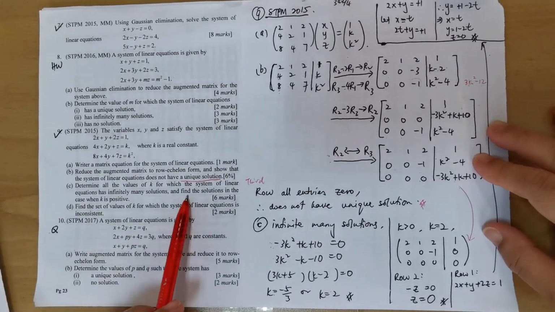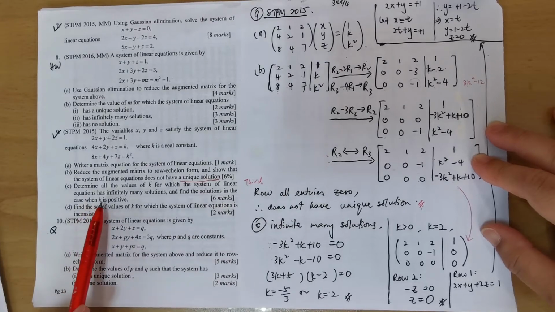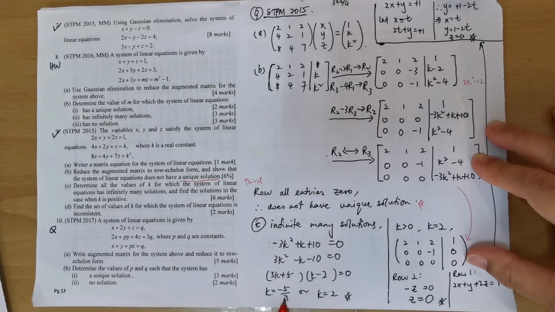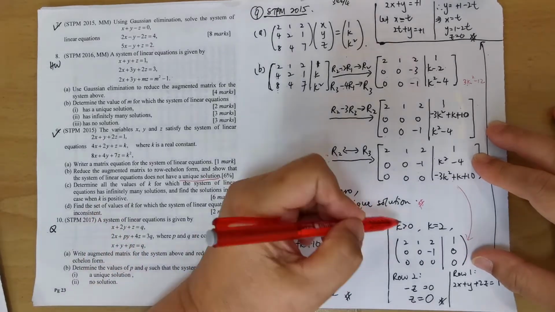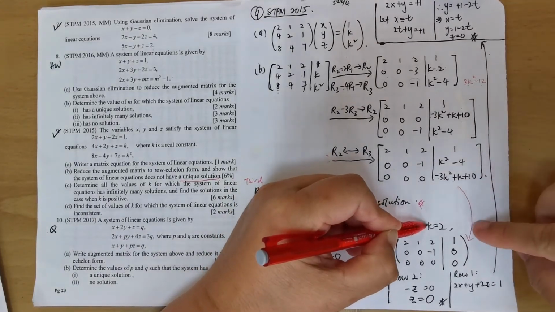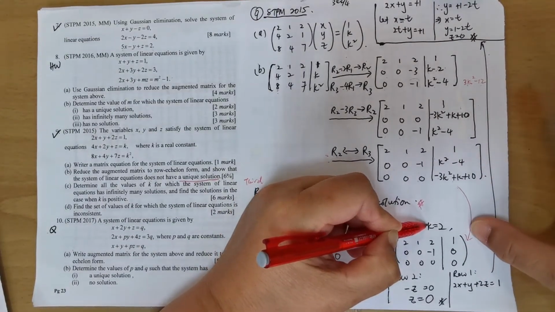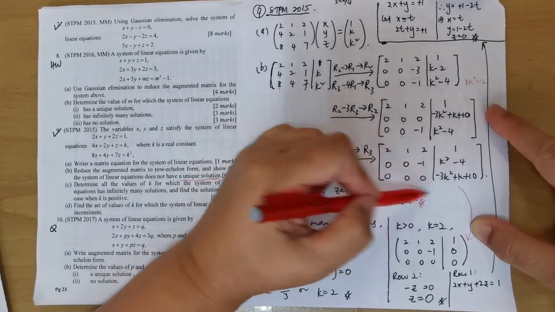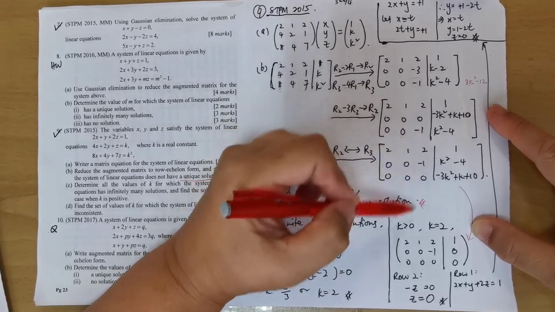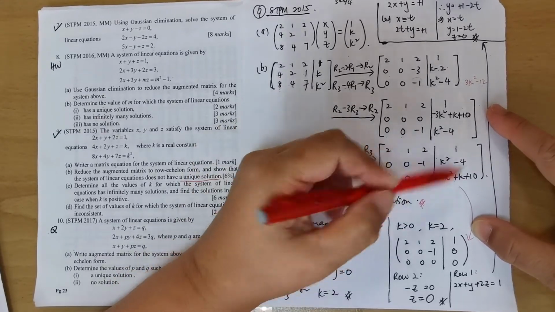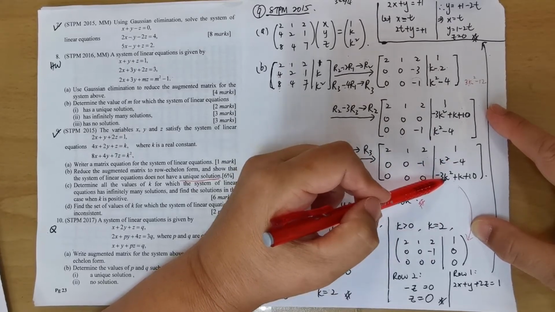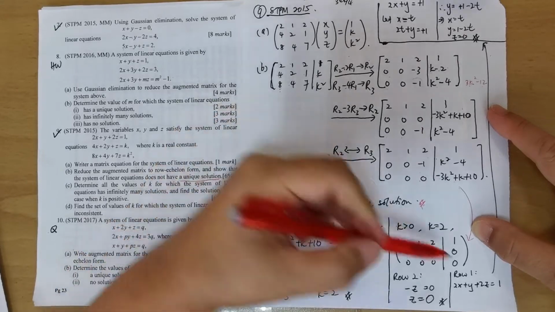Then find the solution in the case when k is positive. So we have 2 values of k. This one negative, this one positive. So when k is positive, the question says when k is positive, so it means k equals 2. So what are the solutions? I substitute k equals 2 into the final row echelon form. So this one just copy. When k equals 2, this is 0. When k equals 2, also 0.